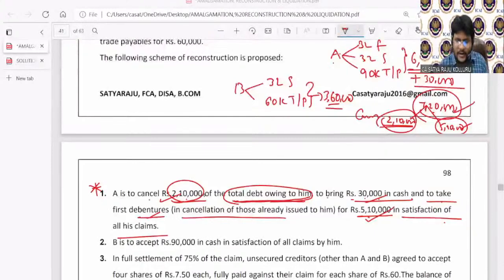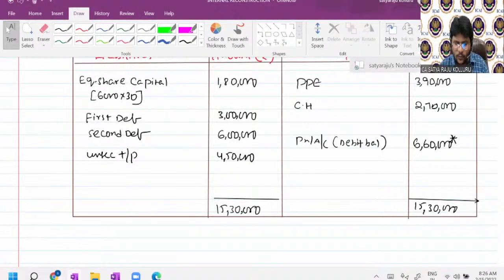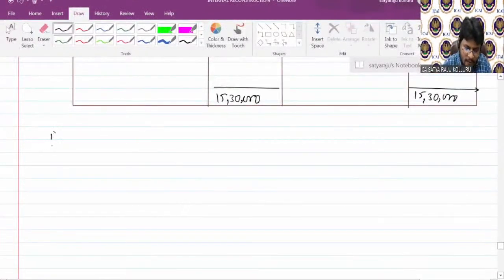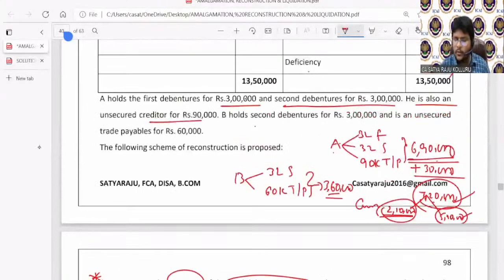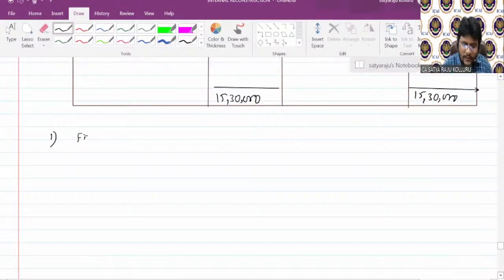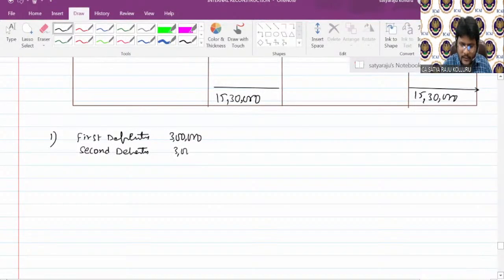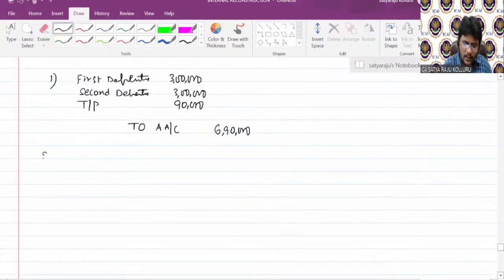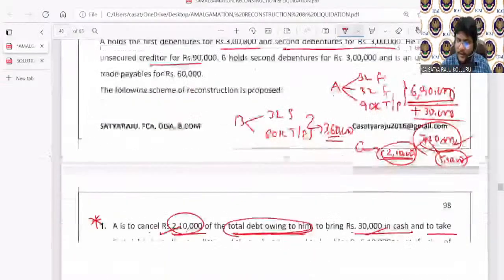Now concentrate. What is the journal entry? With this point, once after reading this point, I'll pass the journal entry here. The entry is, first, you need to transfer all debts of A to A. So out of the first debentures, the debt is related to 3 lakh. Out of the second debentures, the debt is related to 3 lakhs. Out of the trade payable, the debt is related to 90,000. So the total to A account is 6,90,000. So now he is introducing 30,000 cash.